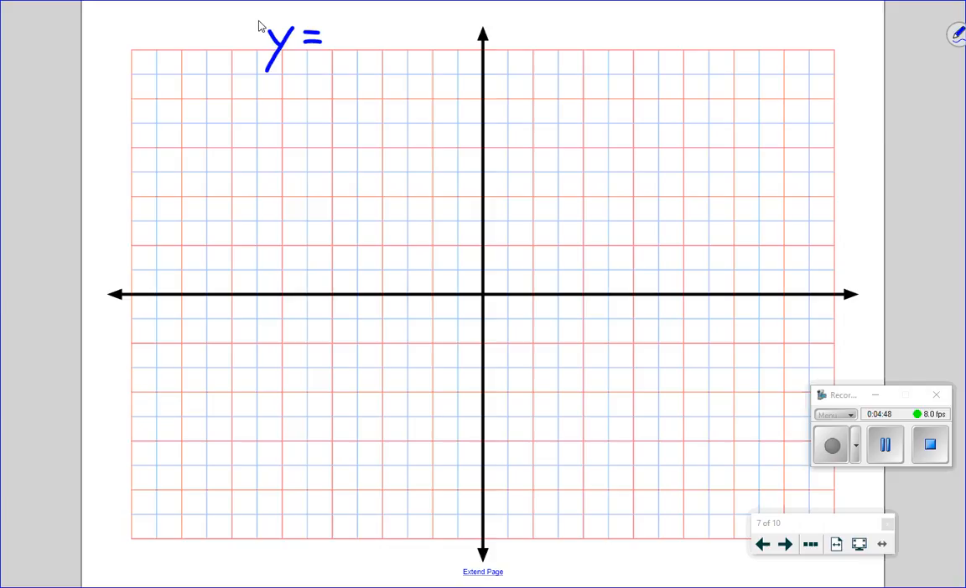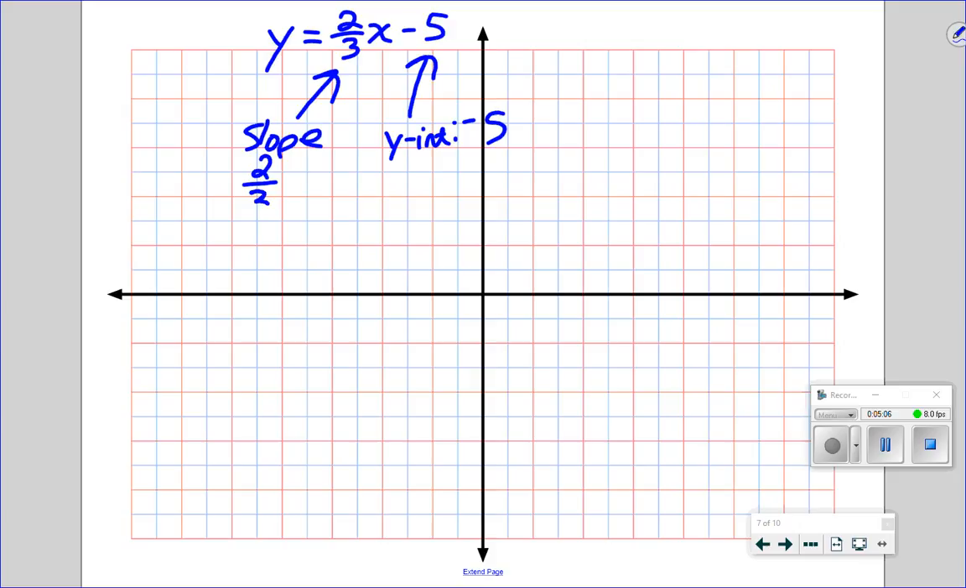Let's take y equals 2/3 x minus 5. Okay, so we're going to start with labeling everything. My y-intercept is negative 5, and my slope is 2 over 3, meaning my rise is 2, my run is 3. So up 2 over 3 is what that means.